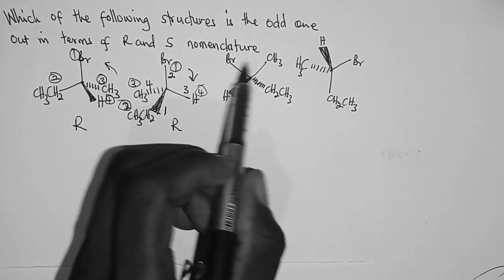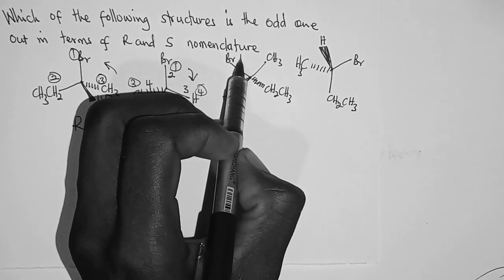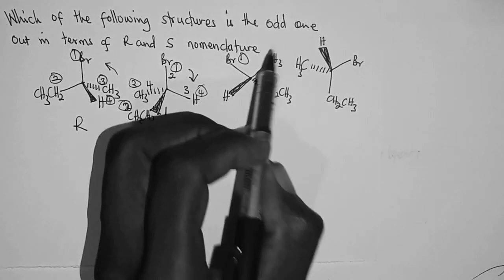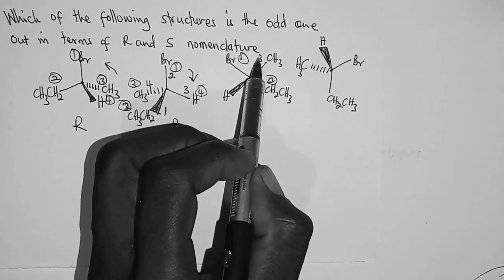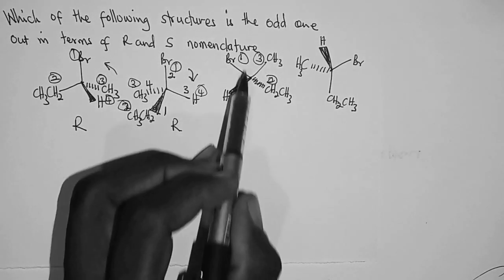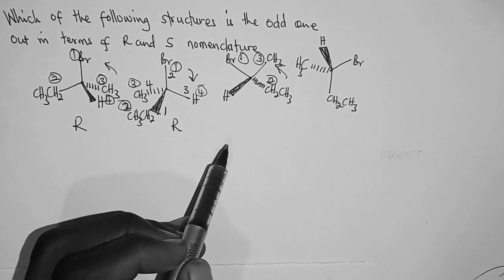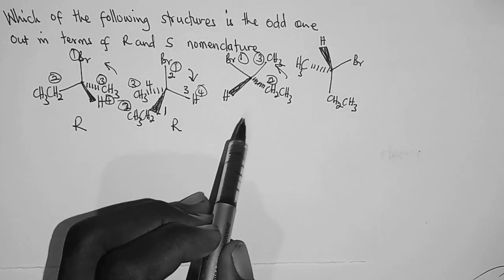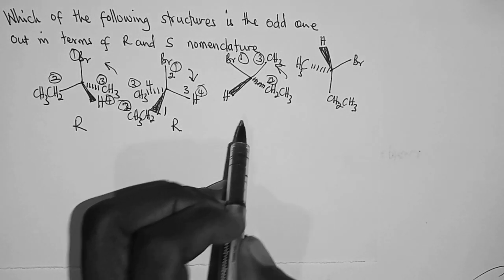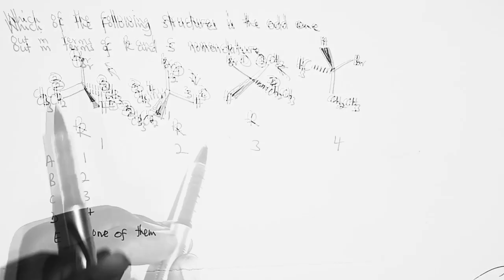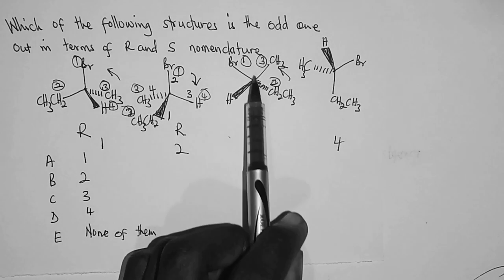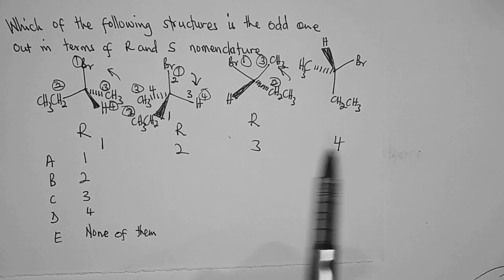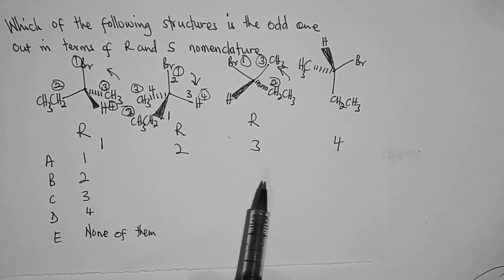And if we come to this one, bromine is number 1, and then the ethyl group is number 2, and then this is number 3. So if we check it, this is 1, 2, 3. It's pointing in the anti-clockwise direction. However, the proton is pointing towards us, so we need to invert the configuration, and therefore this is an R configuration. So since in terms of nomenclature we've gotten RRR for 1, 2, 3, then we can say that the correct answer is 4.